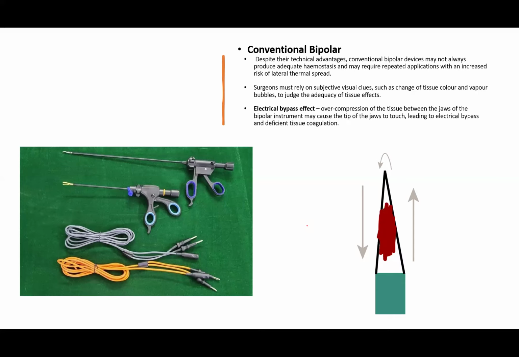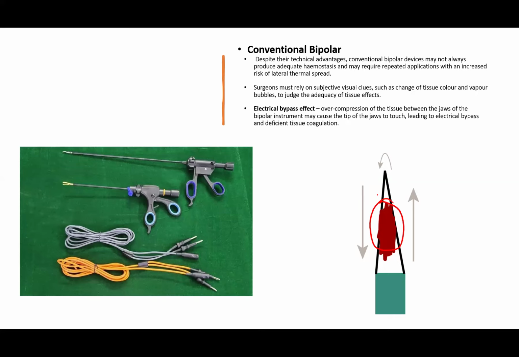Now, electrical bypass effect, look at this diagram. There's a tissue in between the forceps, and you can see the tips of the forceps are touching. Over compression of the tissue between the jaws of the bipolar instrument may cause the tips of the jaws to touch, leading to electrical bypass and deficient tissue coagulation.